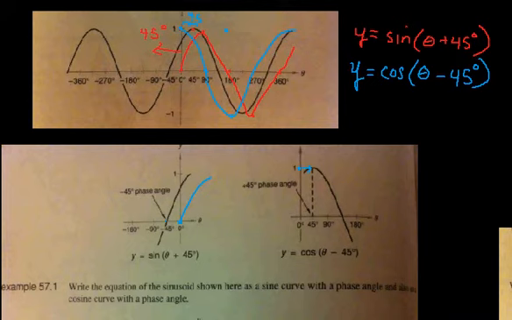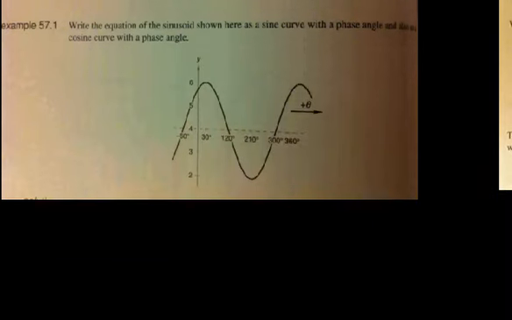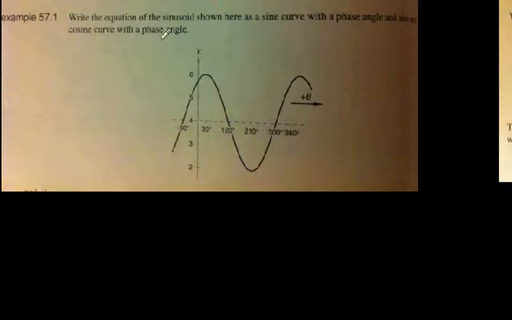So let's try an example. Write the equation of the sinusoid shown here as a sine curve with a phase angle and a cosine curve with a phase angle. So you could sketch in what a sine curve would normally look like. Wouldn't a sine curve start with 0? Here we have this amplitude thing going on too.